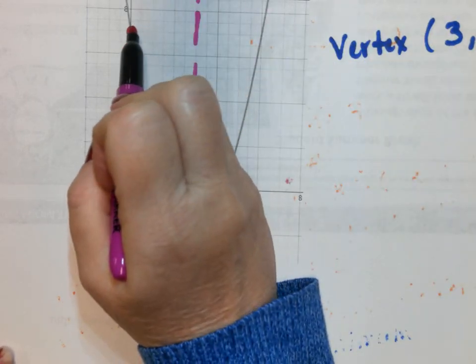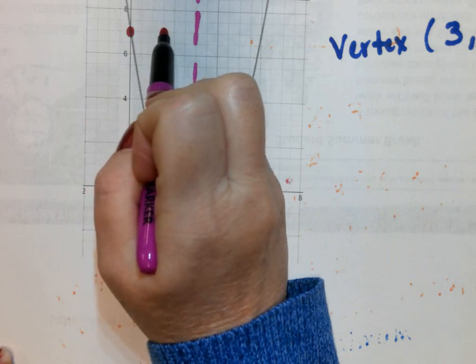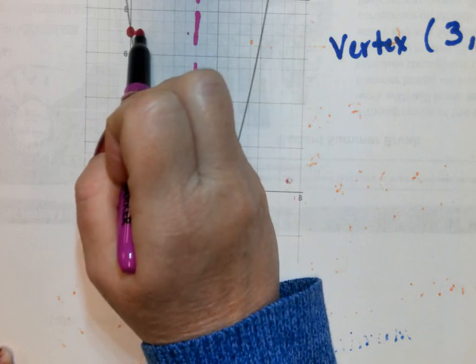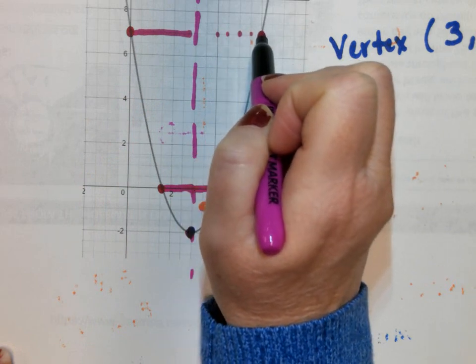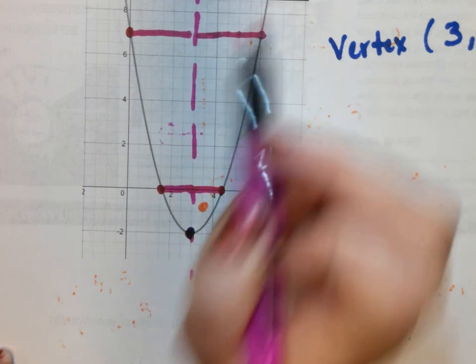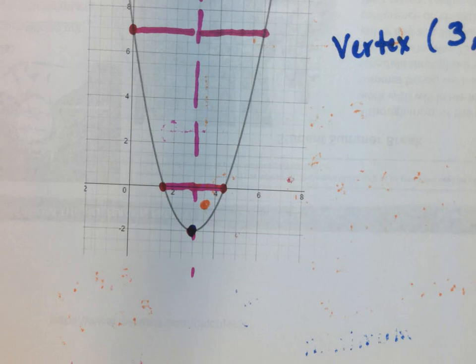So take a look up here. This point is 1, 2, 3, 4, 5, 6 boxes to the left. So 1, 2, 3, 4, 5, oh, look at that, 6 boxes to the right is another point that matches up. Pick those because they're easy to see.